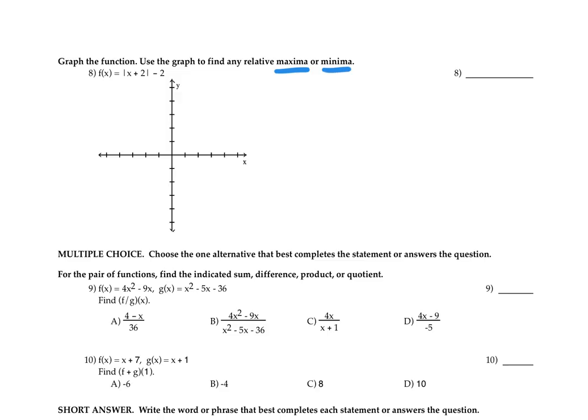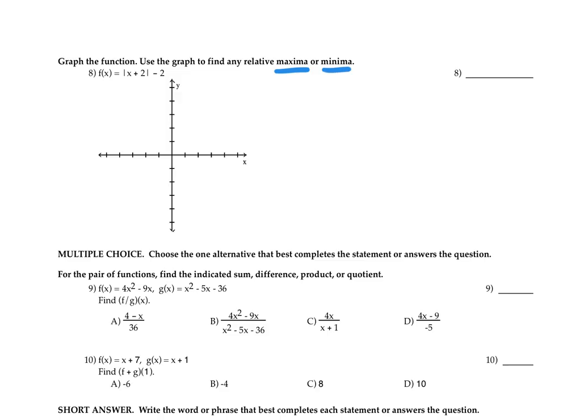So this one has one or the other. The last one had both. Okay, it's not going to have both in this case because it's a V. Because this one extends up forever, so it doesn't have a maximum. This one extends down forever, so it doesn't have a minimum. Okay, so just find out where that minimum or maximum is.